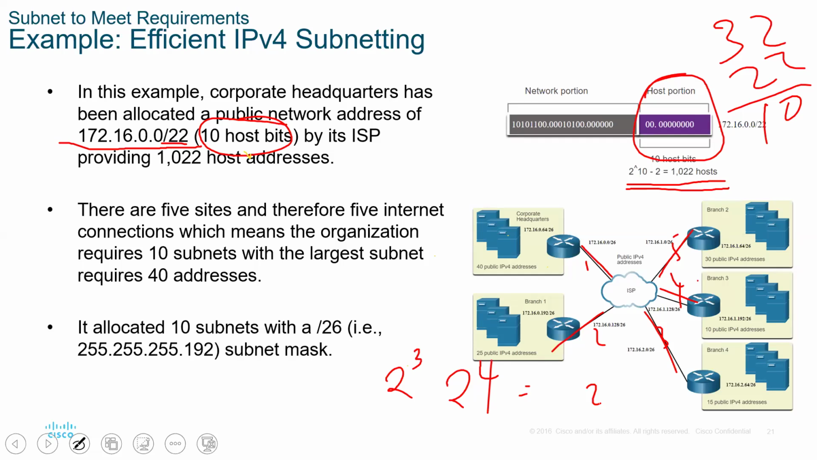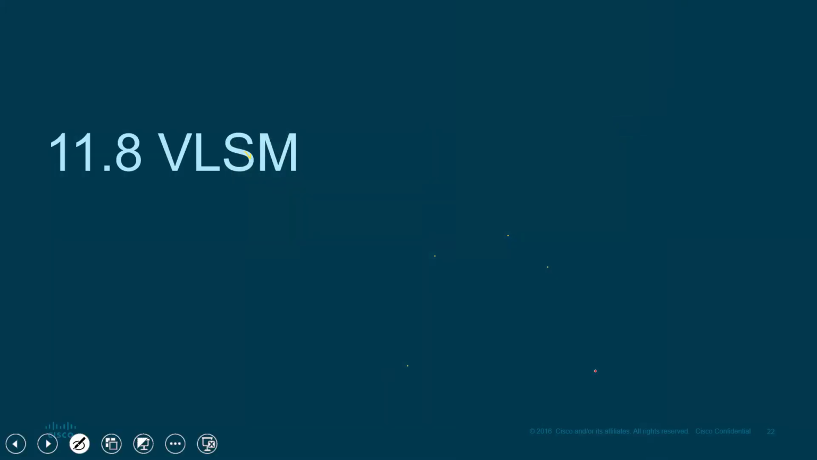But in this particular case, you see what they are trying to say, that they require 10 subnets with the largest subnet requiring 40 addresses. So we have been given an area of concern, 40 addresses. 2 raised to the power of what will give us at least 40 addresses? Okay, that's where we now say 2 raised to the power of 5 will give you 32, so it's going to be 6. Okay, so that's how you do your subnetting.